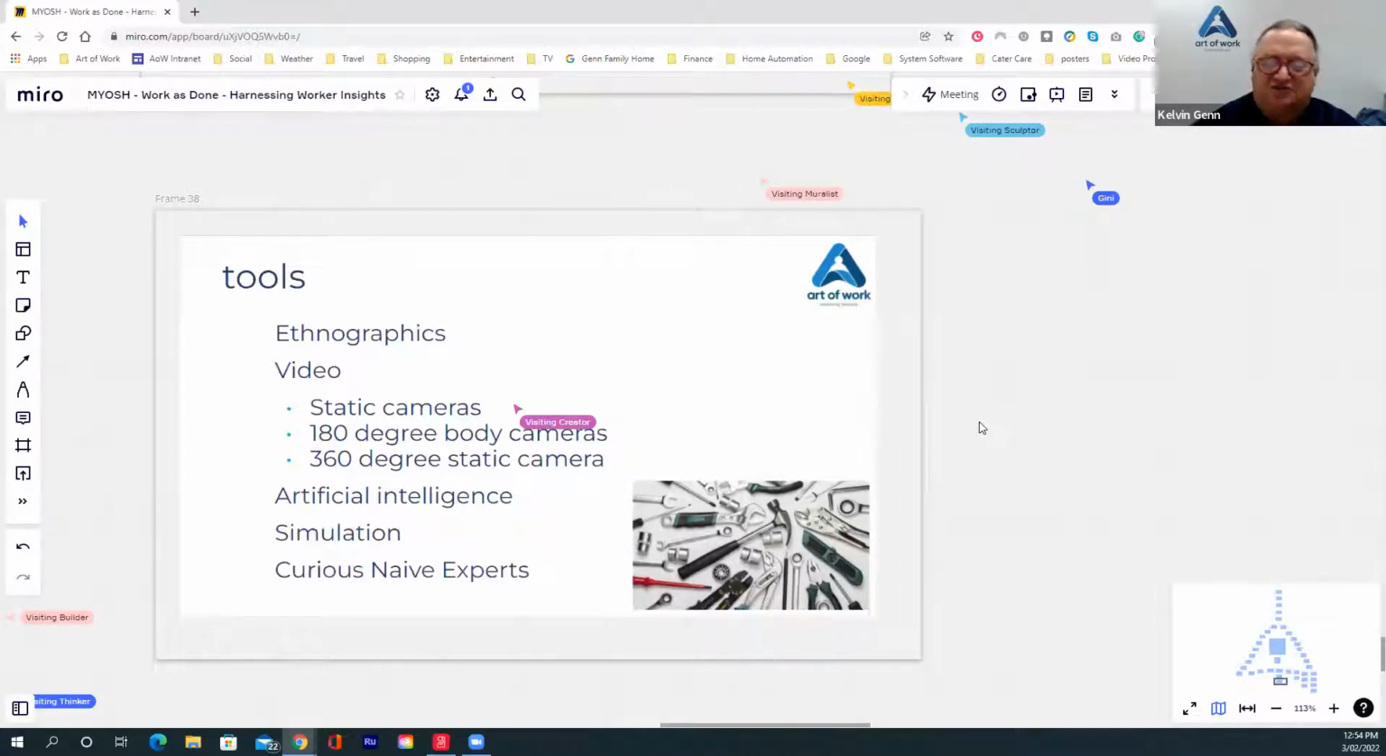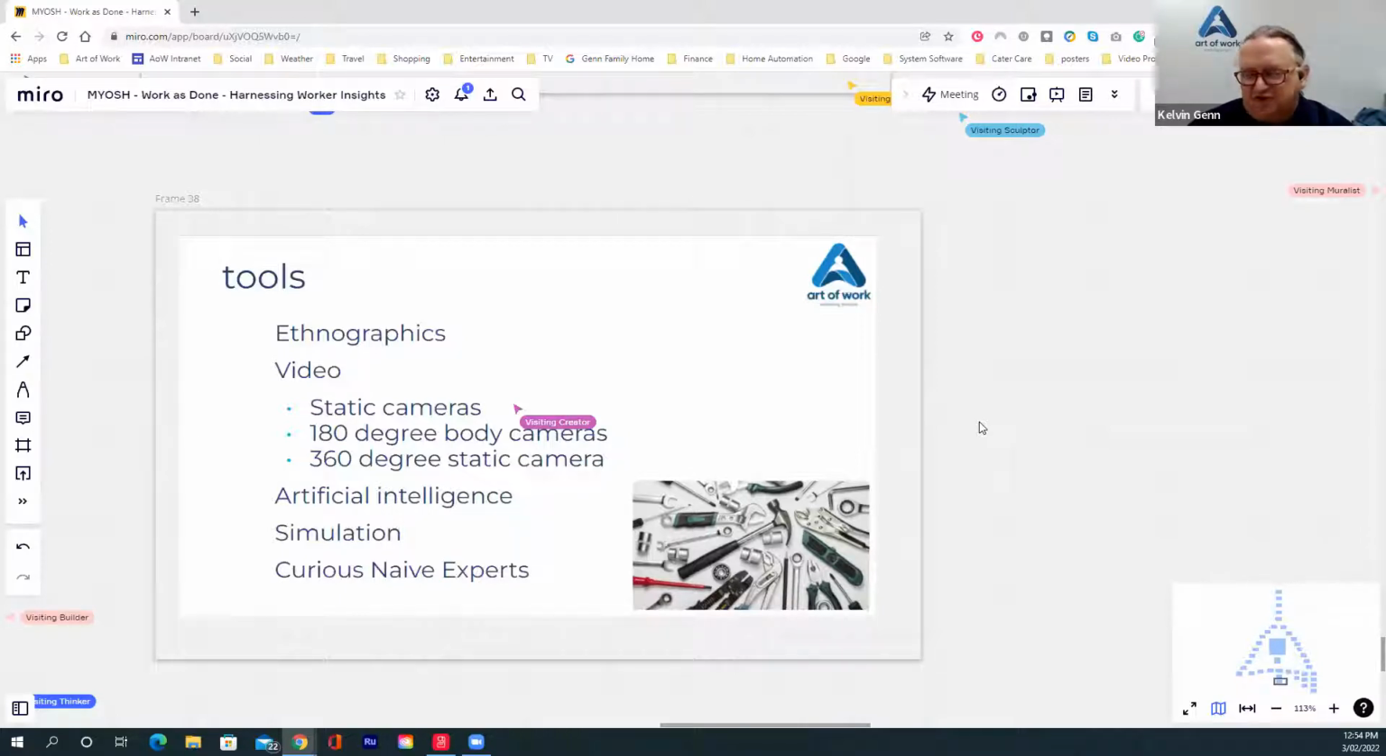Now, the first tool that we need to bring into these worker interactions is ethnographics, and applying the skills of ethnographics to really understand from a curious point of view how people work together, how they function, how they communicate, all those sorts of things.